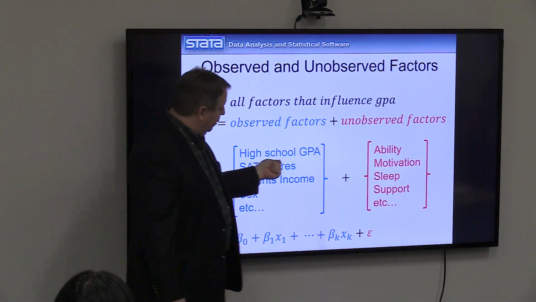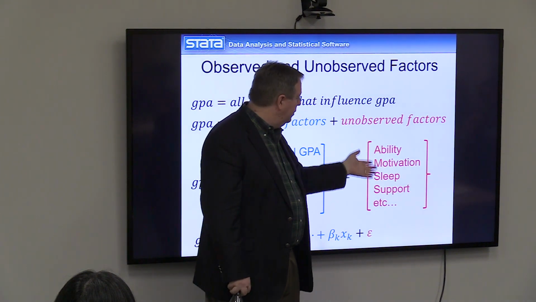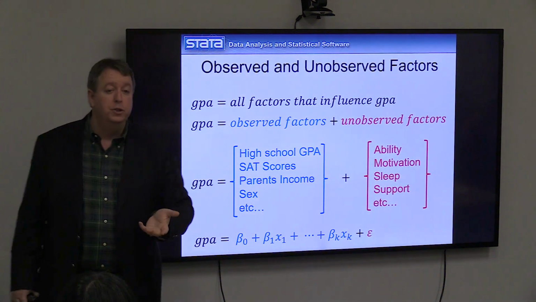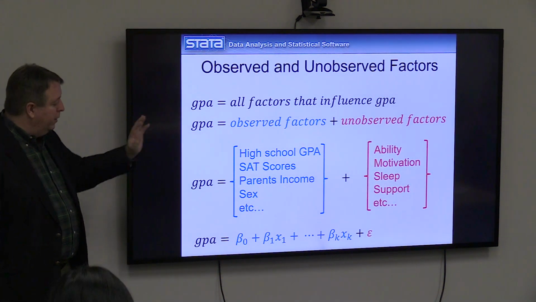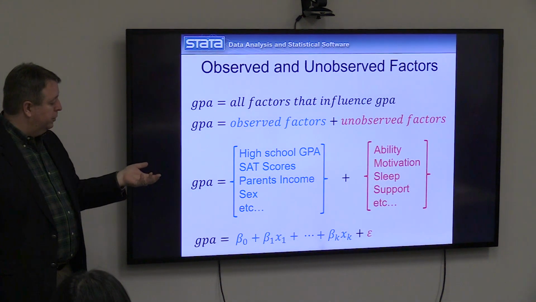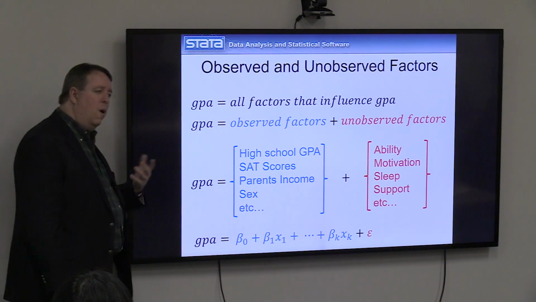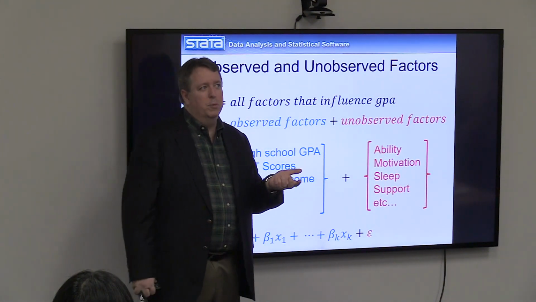Now, any other day, prior to a year ago, I just would have written E over here and not even thought about it. But let's think about what are the unobserved factors that could influence college GPA. They could be things like ability or motivation. I need to take sleep out because you can't actually measure sleep, but emotional support, things like that. How do you quantify those? Those are things that we don't observe, but we certainly believe they exist.